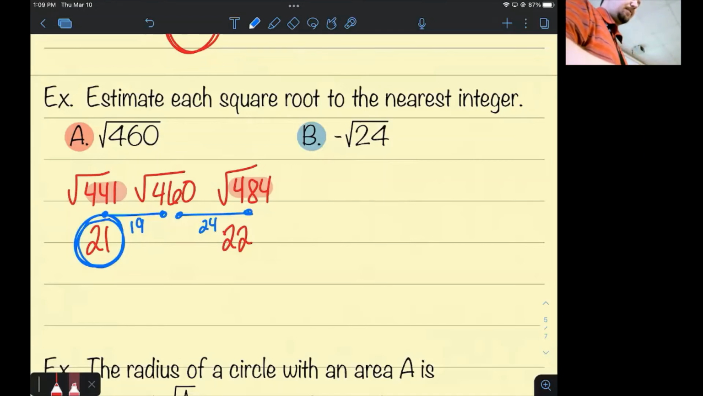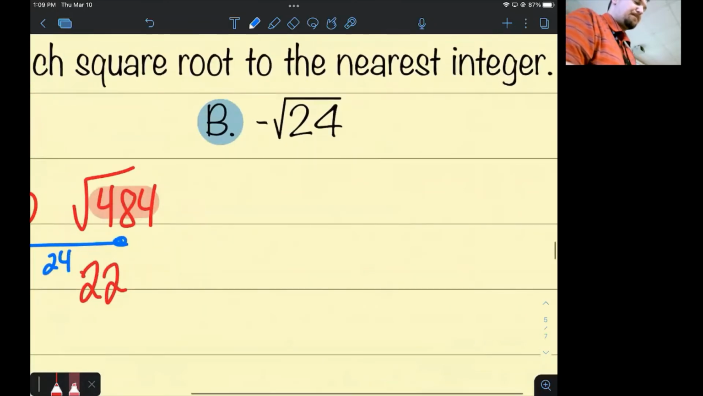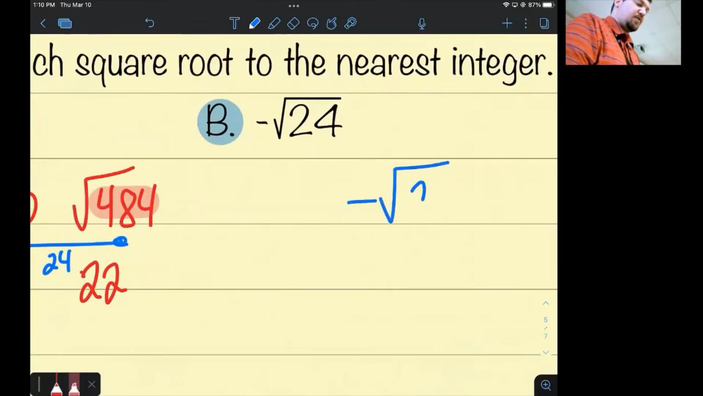What about example B? I've got the negative square root of 24. Am I allowed to put a negative sign outside the square root? Some head nods. Am I allowed to put a negative inside a square root? Why not? Okay, it's not a thing. Why is it not a thing? Emerson, why is it not a thing?